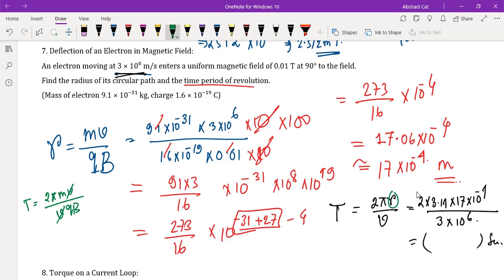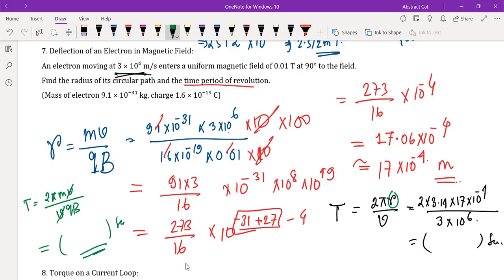Same formula here. You can put in all the data, and you get the time. I will do it with the help of a calculator and put the question number 7 answer in the comment section. I will check all the answers. You do it as your homework problem and solve this with the help of a calculator, and put the answer in the comment section. Okay, that's the homework problem.